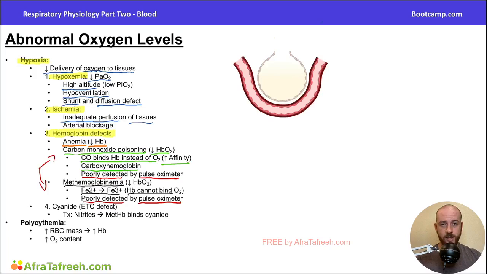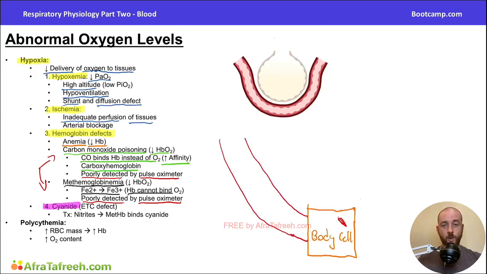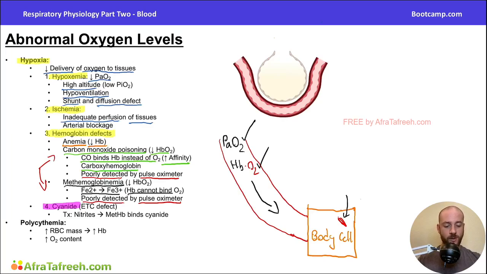Okay, so the next cause of hypoxia that we're going to talk about is cyanide poisoning. What cyanide does is poison the mitochondria in body cells. Specifically, it's an irreversible poison to the electron transport chain within mitochondria. So in the case of cyanide poisoning, the partial pressure of oxygen in the blood is going to be normal, the amount of oxygen bound to hemoglobin in the blood is going to be normal, and the blood flow to the tissues is going to be normal.